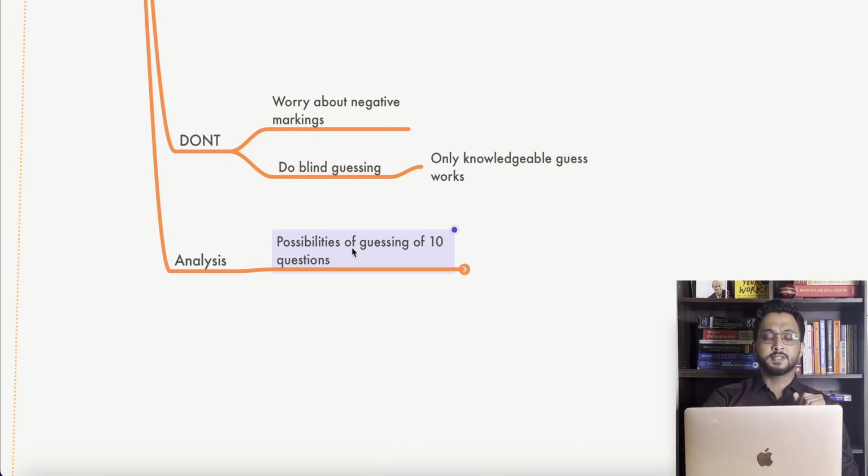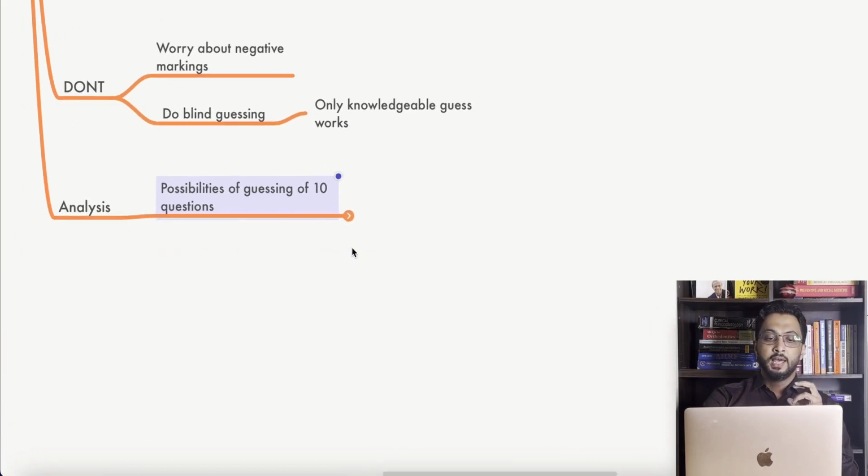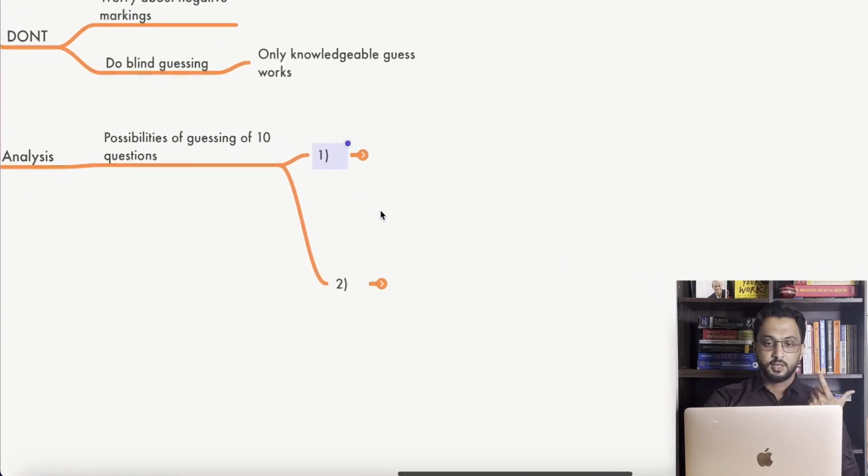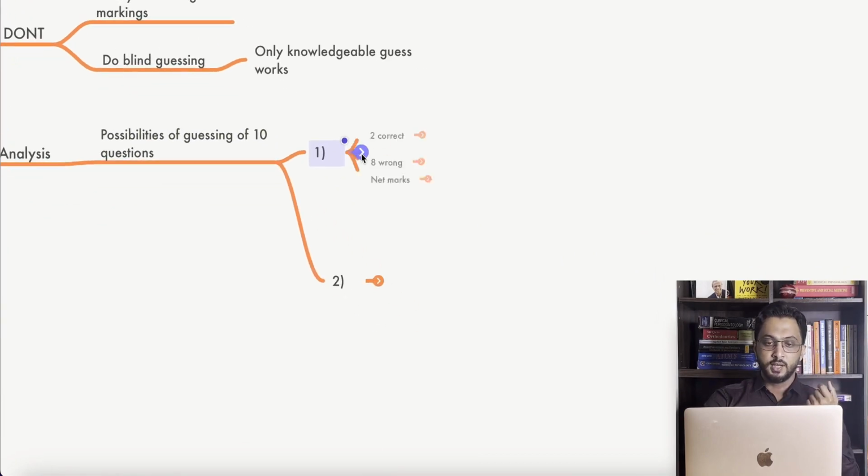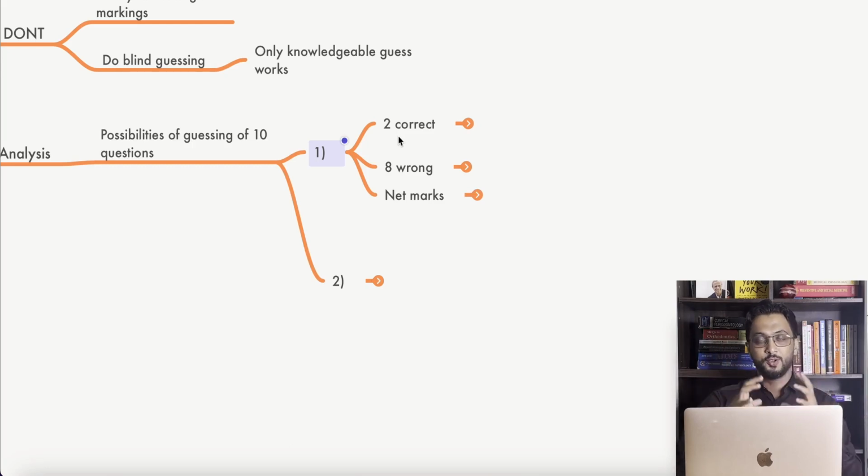Now, basically, let's do an analysis. We are taking 10 questions and we are doing guesswork. Just imagine you're guessing 10 questions. What are the possibilities you're going to get? Two possibilities, let's take, even more are there. Definitely you're not going to guess 230 out of 230, right? Hardly how many questions will you guess?